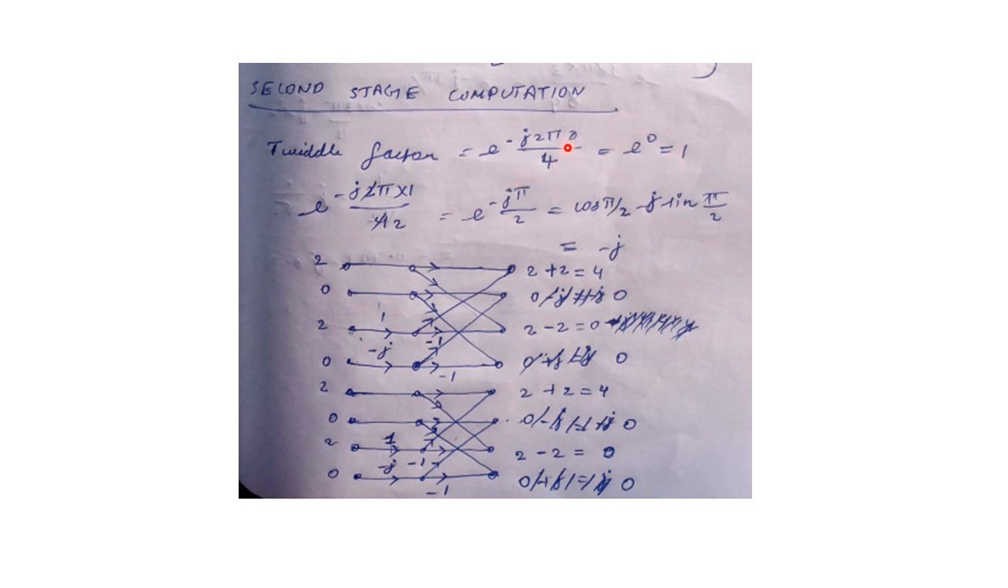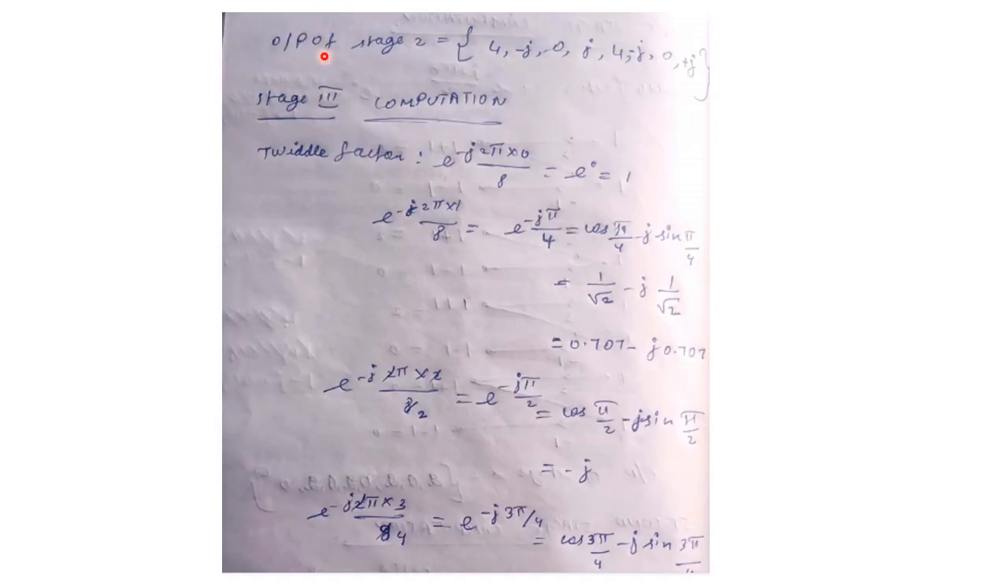Put n is equal to 1. So this will become e power minus j pi by 2, which we can write as cos pi by 2 minus j sin pi by 2. Cos 90 is 0 and sin 90 is 1, right? So the second twiddle factor will be minus j. Keeping 1 and minus j as twiddle factors, we have calculated the output of the second stage. The output of stage 2 is obtained as 4, minus j, 0, j, 4, minus j, 0 and j. So the output of stage 2 will be input to stage 3.